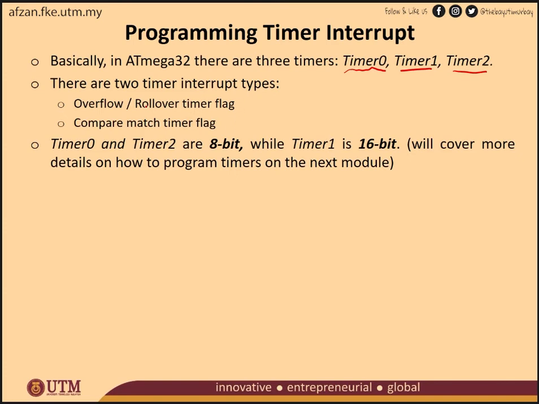The details on how the overflow works and how the compare match works, sometimes we call it CTC. CTC you will learn in more detail in the timer programming in the next module. Timer 0 and timer 2 are 8-bit, while timer 1 is 16-bit. The details on these timers will be covered in the next module.